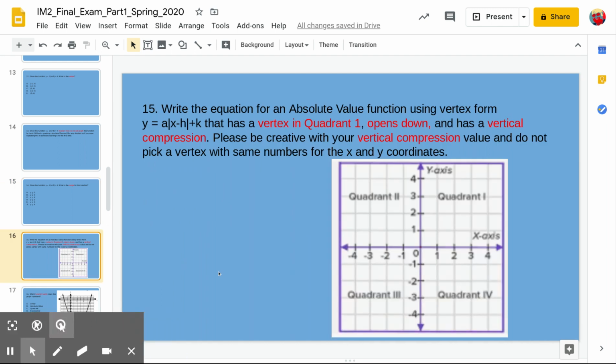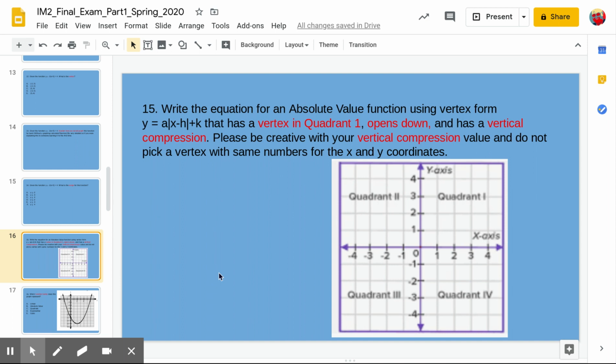All right, question 15. Write the equation for an absolute value function using vertex form. So y equals a times the absolute value of x minus h plus k, that has a vertex in quadrant 1. If you forgot that, I put the quadrants up here. Quadrant 1 is the upper right quadrant of a coordinate plane. And then please be creative with your vertical compression value.